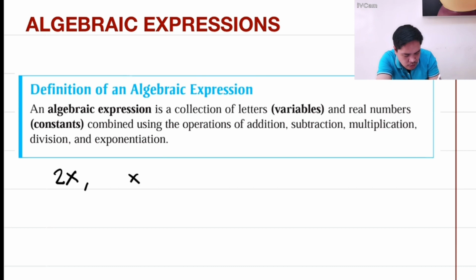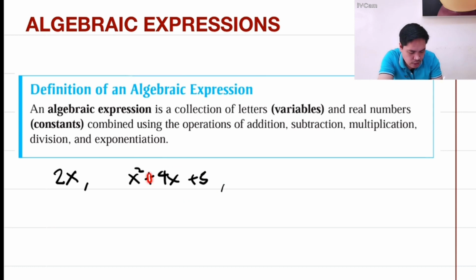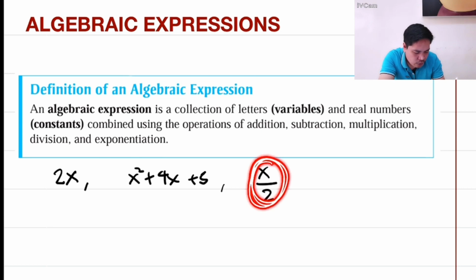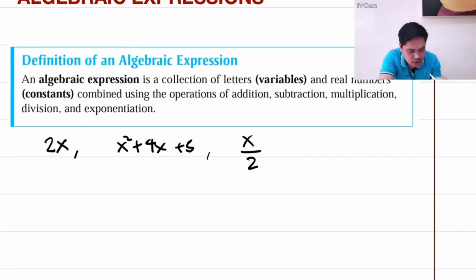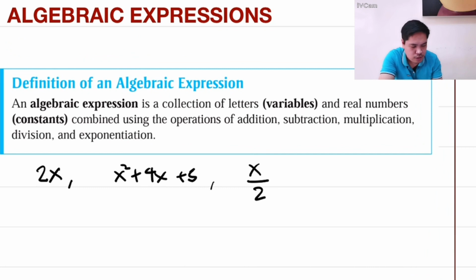For example, we have x squared plus 4x plus 5. So that means that ang story nitong expression na to is that x was squared, then added with 4 times of itself and added with 5. Parang ganun din. So halimbawa x over 2, ano ibig sabihin nun? This is half of a certain value. This expression is half of a certain value. So I think you get what I mean, that these are expressions, and they convey certain meanings, certain messages.